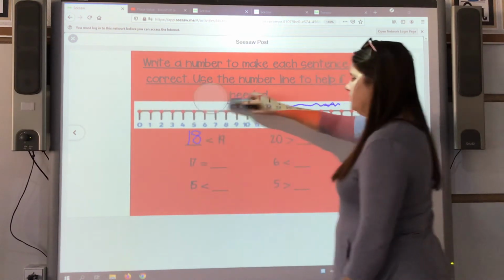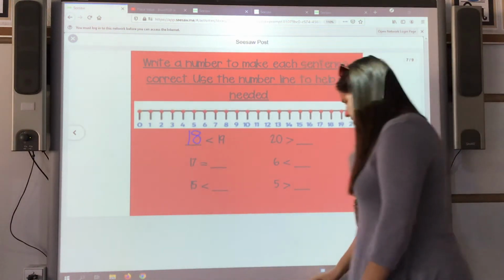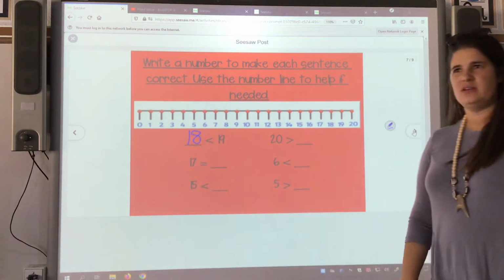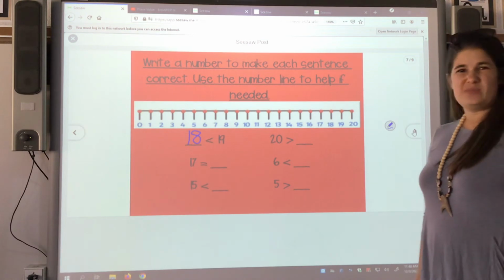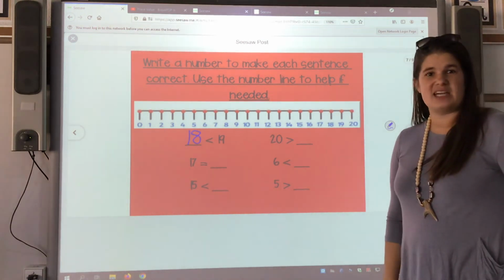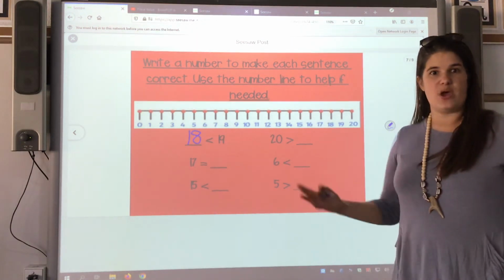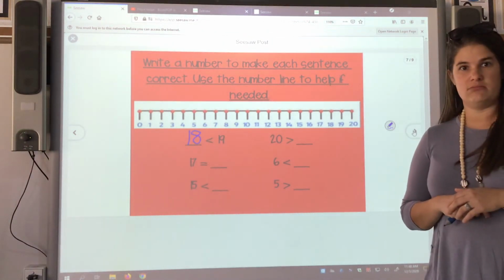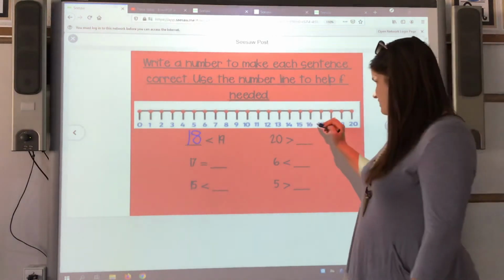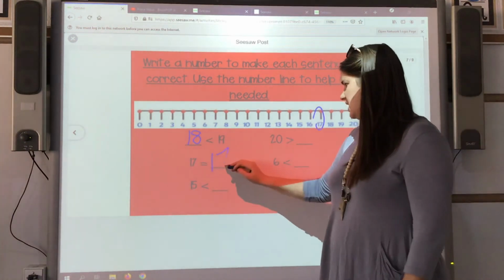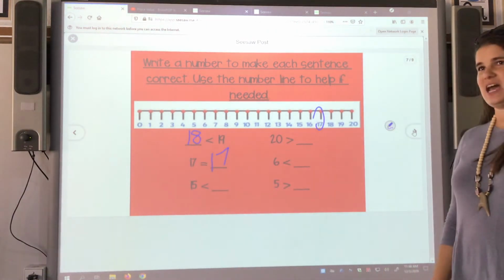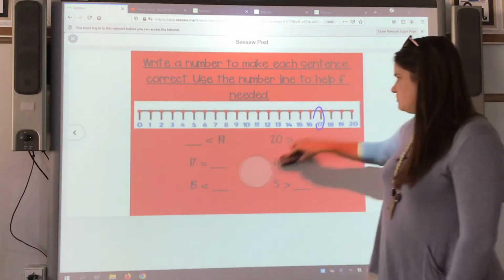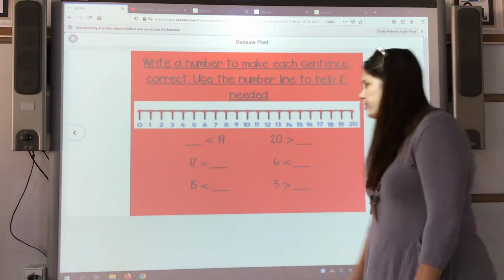Let's look at another one. Let's look at this one underneath. It says 17 equals blank. When we see that equal sign, it means it has to have the same value on both sides. So 17 has to equal 17. There couldn't be any other right answer for that one. 17 has to equal 17. Go ahead and take a few minutes to come up with some numbers for the rest of your problems at home.